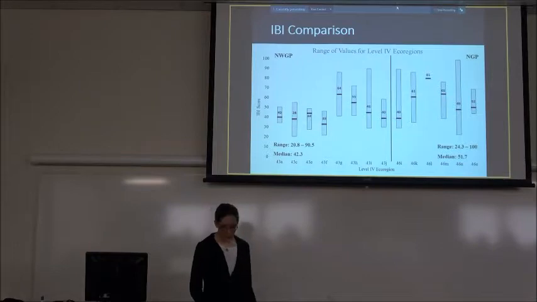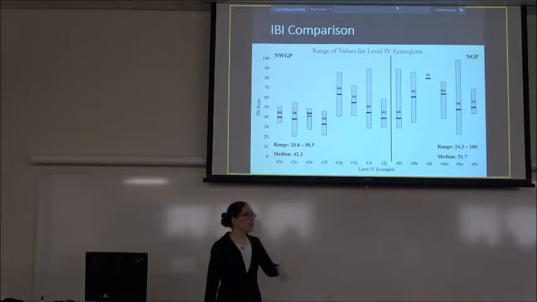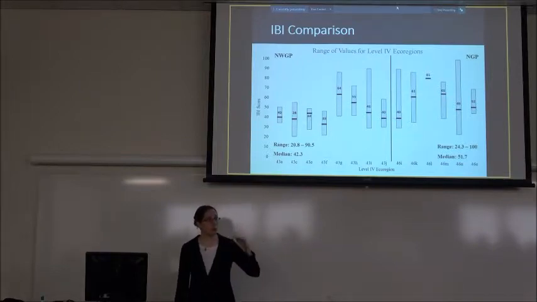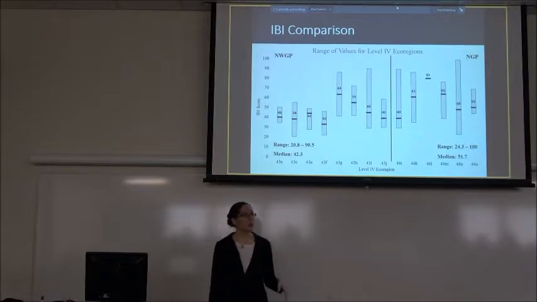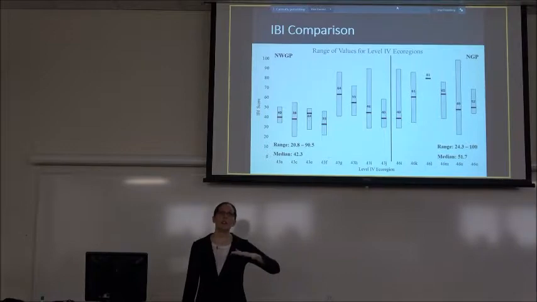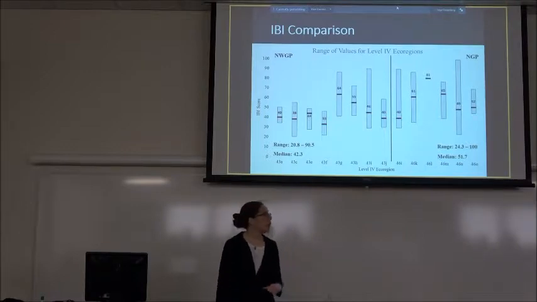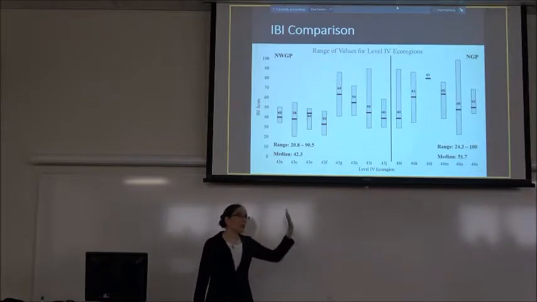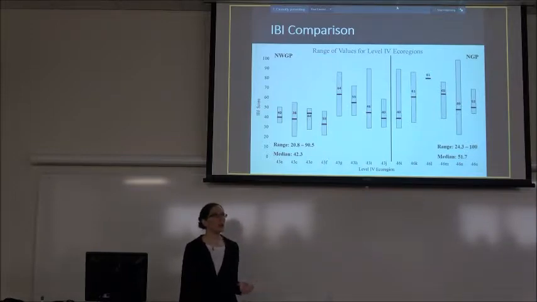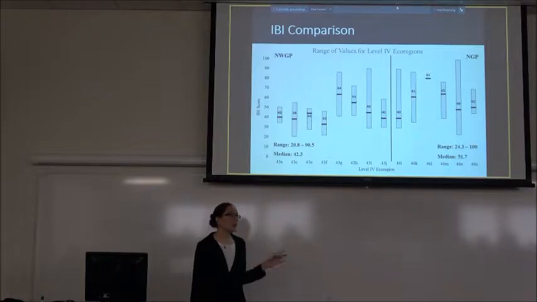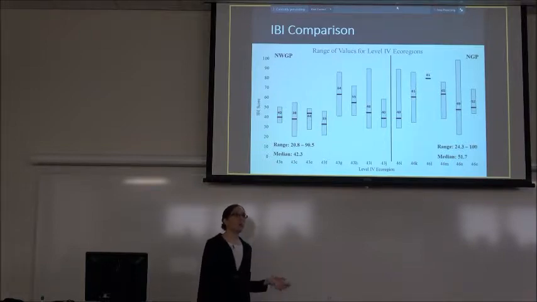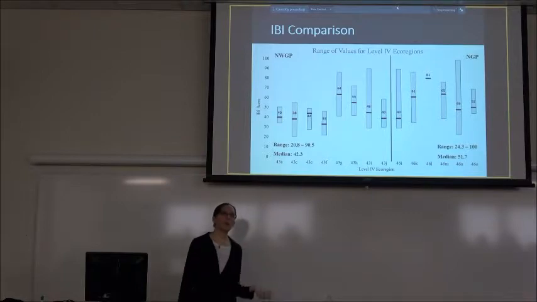So in this plot here, each of these boxes indicates the range of score values for each level 4 ecoregion. So the box runs from the minimum value to the maximum value. The middle black line indicates the median value, which is also listed in the box. To the right of the vertical black line, we have our NGP level 4 ecoregions. Overall, scores in the NGP range from about 24 to 100, with a median value of about 52.